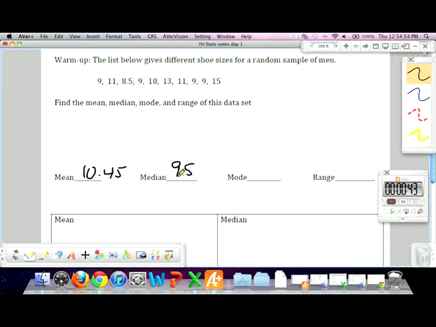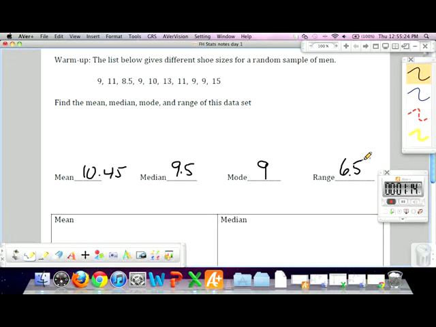Mode. Sydney, what's the mode? The number that appears the most. And what is the mode? 9. I'll hold to that. And the range. Lily, what is the range? It's the difference between the smallest and the biggest. Absolutely. So then, Lily, what is the range? 6.5. Absolutely.